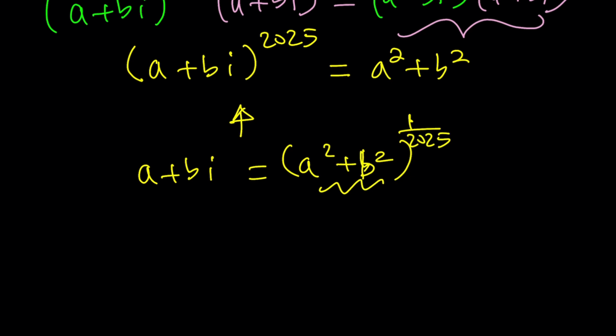Make sense? Okay. Think about the square roots of 4: 2 and -2. Of course, the 2025th roots are not going to be that straightforward, unfortunately, right?